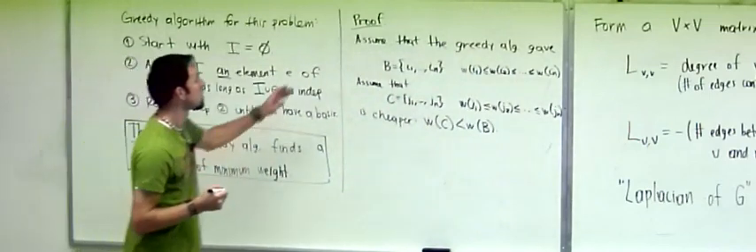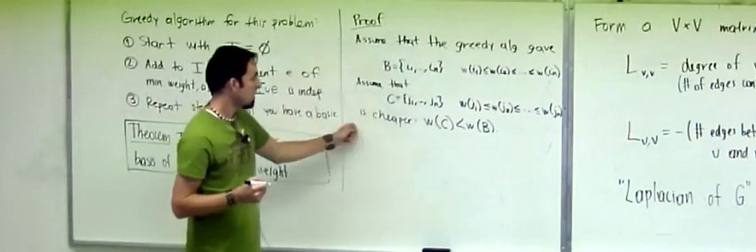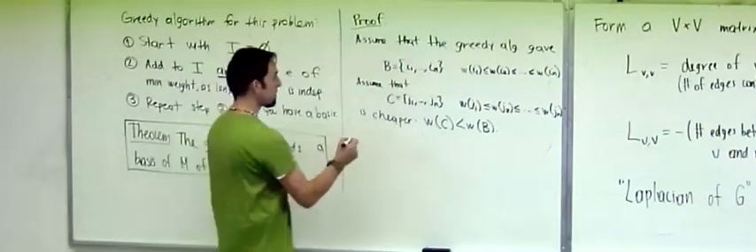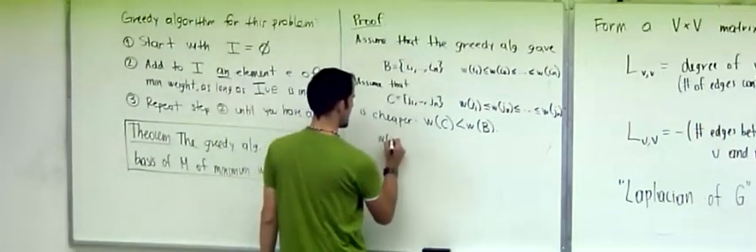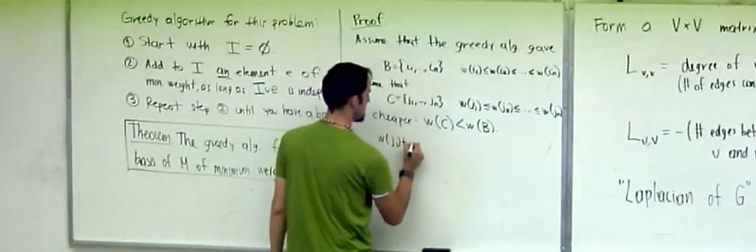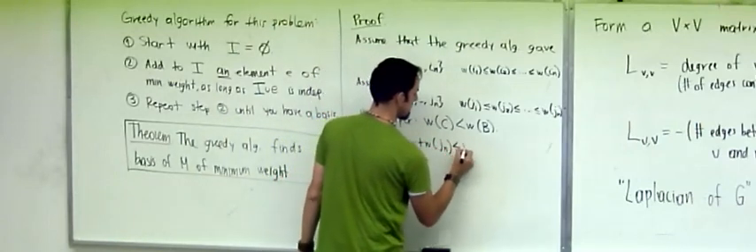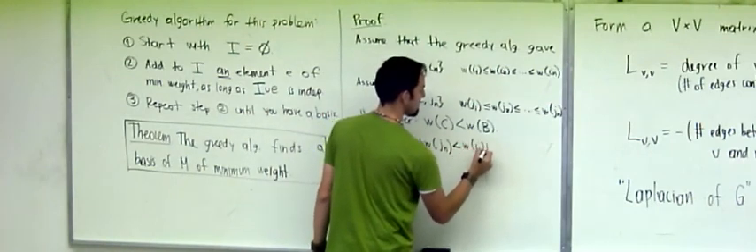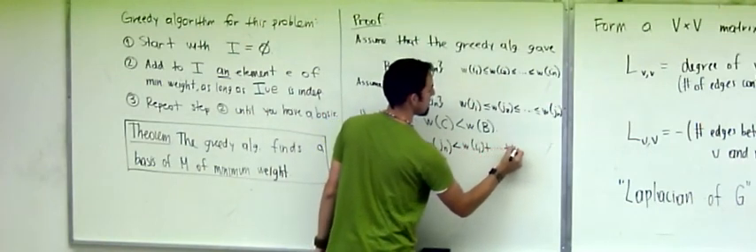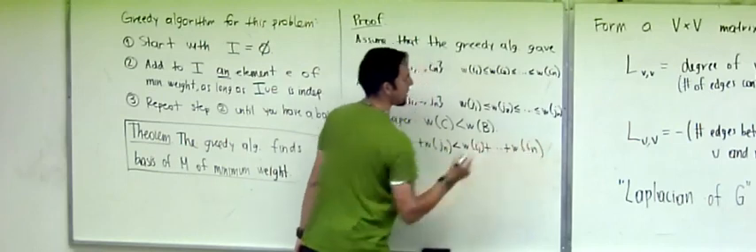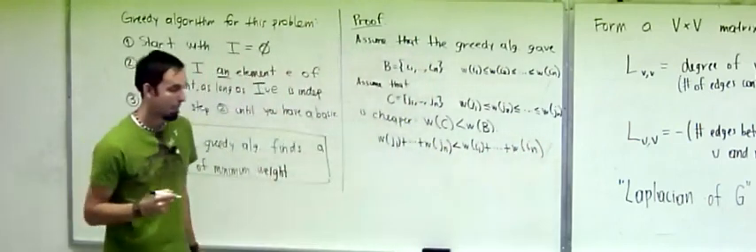Okay. So I have B, I have C, and I'm assuming that C is cheaper, and that means that the weight of J1 plus ... up to the weight of Jn is less than the weight of I1 plus ... up to the weight of In. Okay?